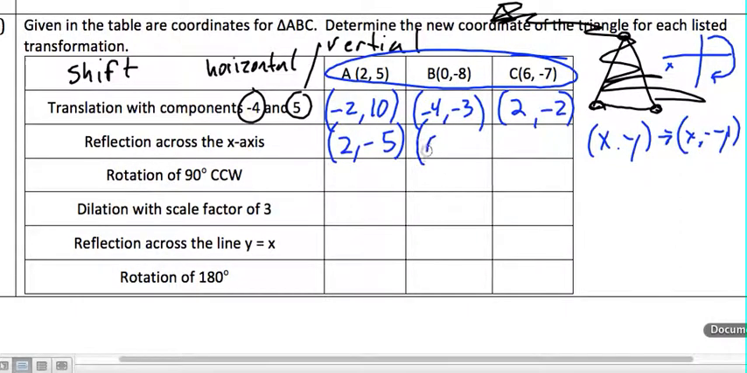The x doesn't change, so it's still 0. But we flip the sign of the y, so it used to be negative, so now it's positive. And then C, 6 doesn't change. And the y value used to be negative, so we changed that, it's positive.